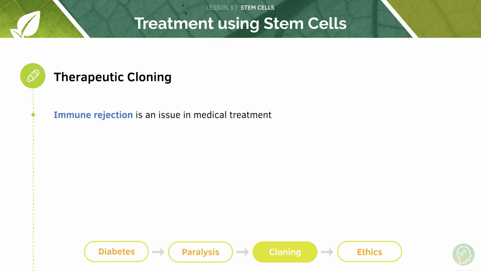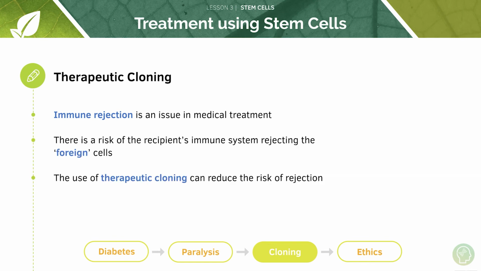So think of your immune system as kind of like the police force of your body. Therefore, if we're injecting foreign cells, these stem cells, into a patient, the recipient, the patient might start to reject these cells because it identifies them as a threat to the body. So this is where therapeutic cloning comes in, because it reduces the risk of this immune rejection.